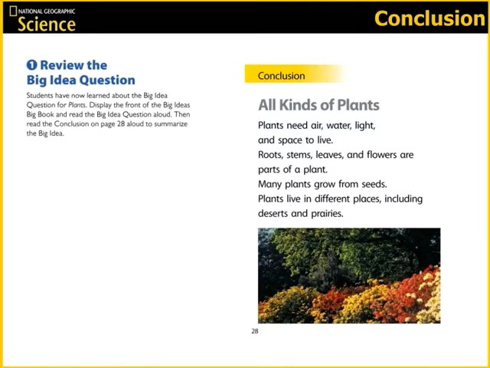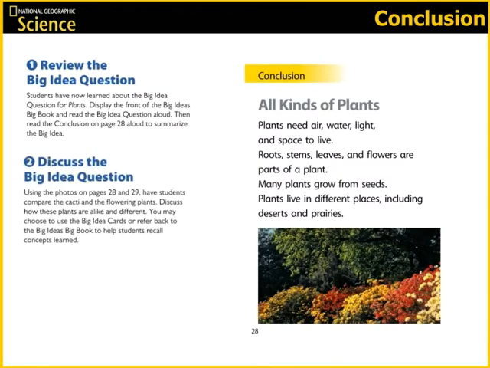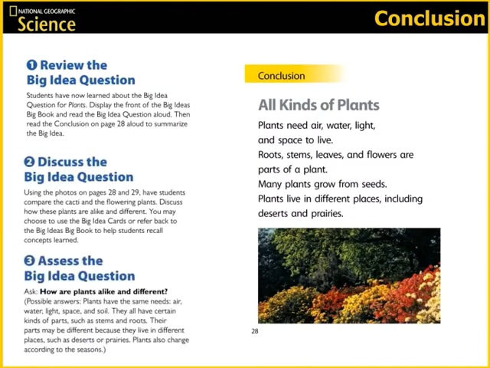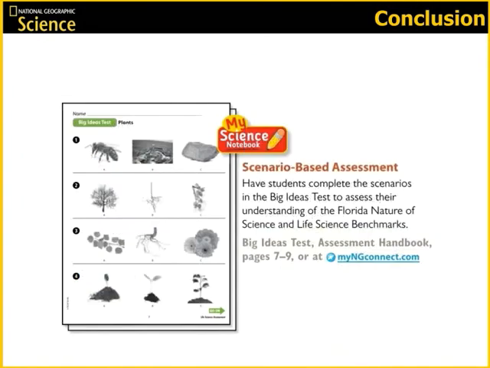After you've completed all sections in the topic or part, the last lesson is the conclusion. Here you will review and discuss the big idea questions with students before assessing their understanding. As you can see in the bottom part of the teacher wrap, this is the point where you would deliver the big ideas test for part of the unit.